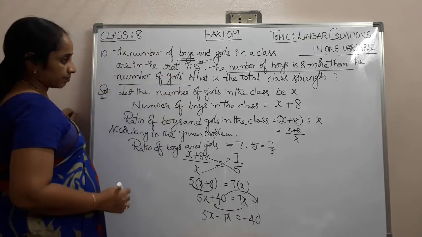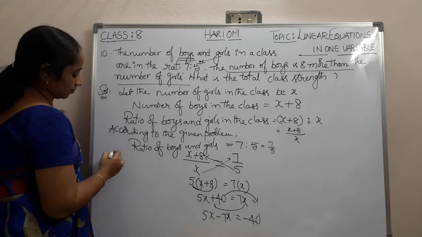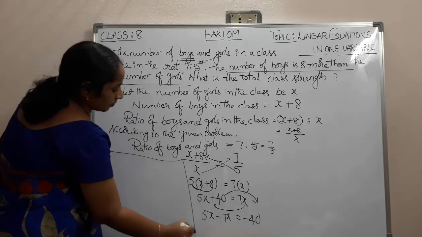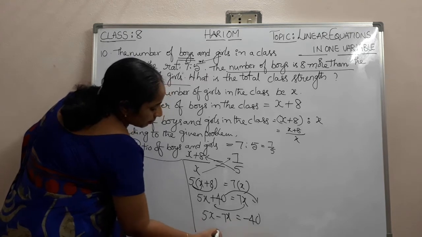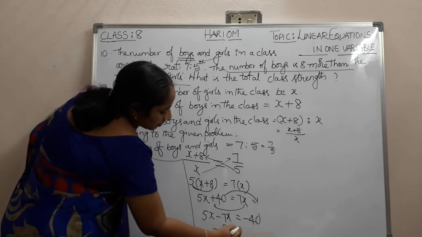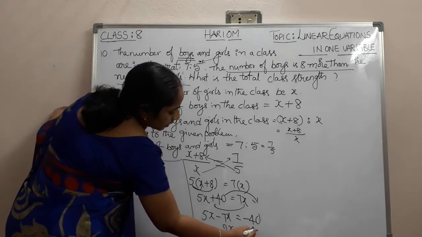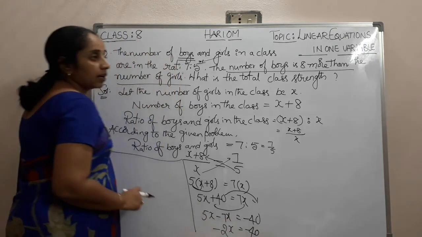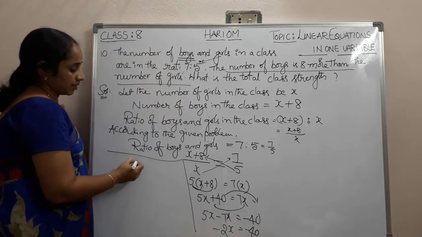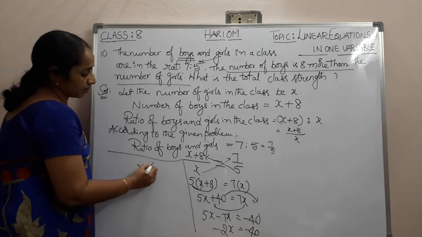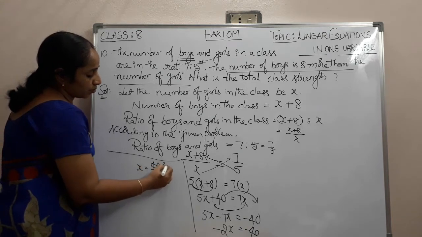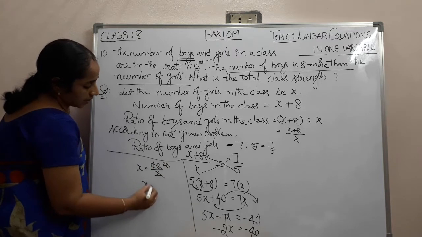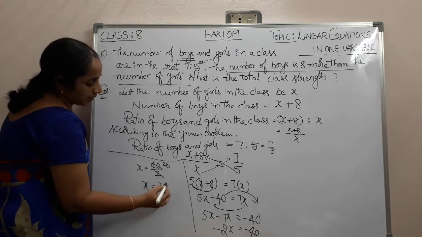Now it is 5x minus 7x, which is minus 2x, is equal to minus 40. On both sides we have minus, so by cancellation we can get x is equal to 40 by 2. 2 twos are 4, 2 twos are 20s. x is equal to 20.